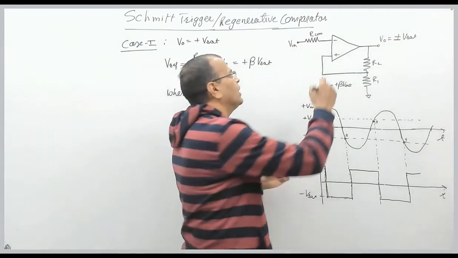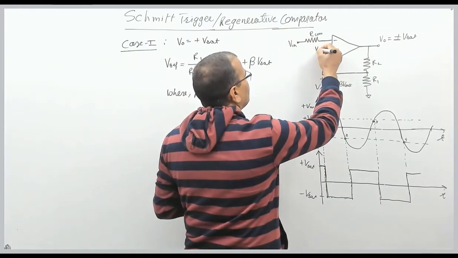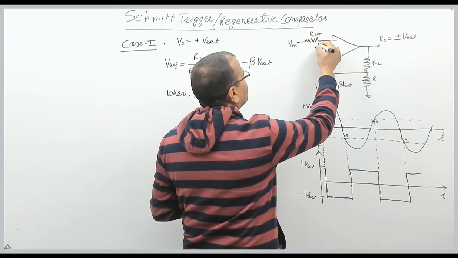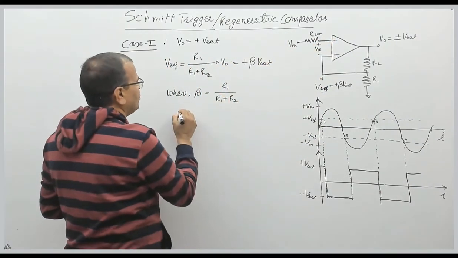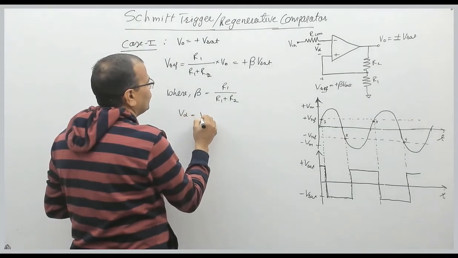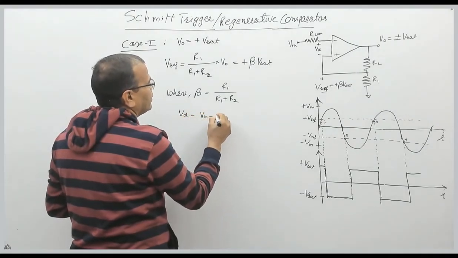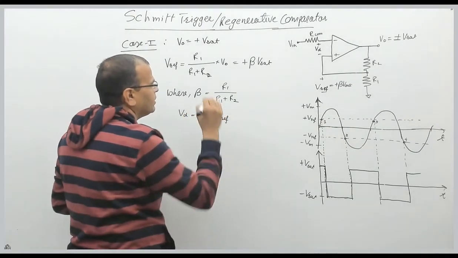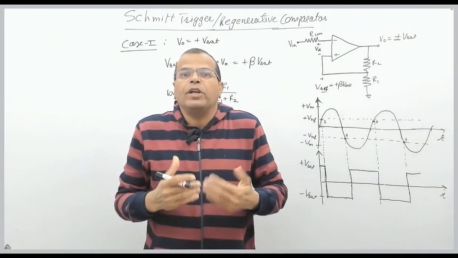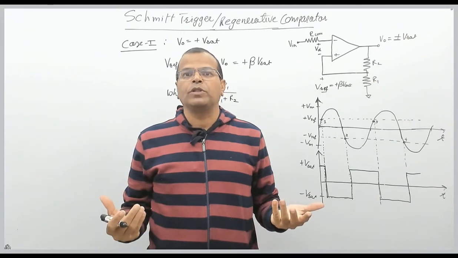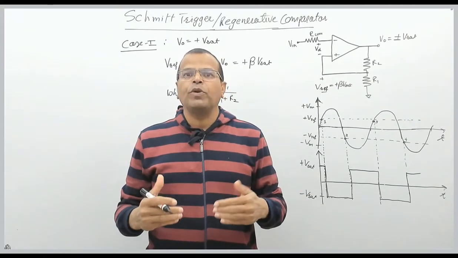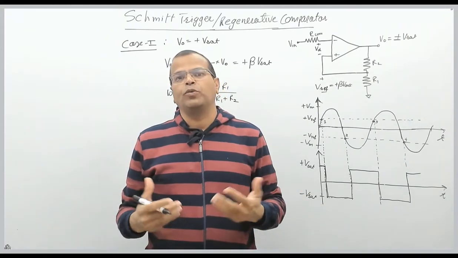What I mean to say is, please see, this is Vd. So the differential input voltage of this circuit, Vd, will be equal to Vin minus Vref, right? So when the differential input voltage of the op-amp is positive, output voltage is positive. When the differential input voltage of the op-amp is negative, output is negative.